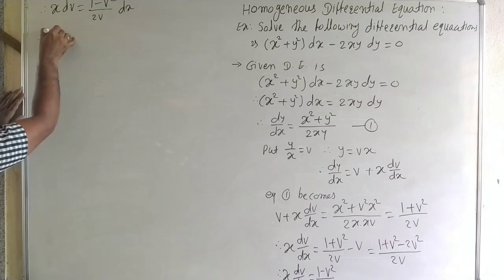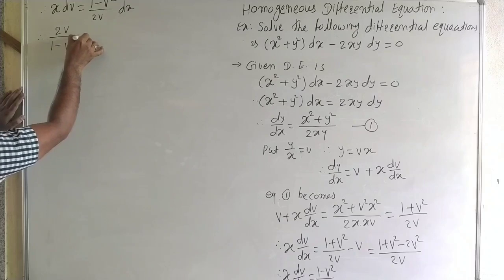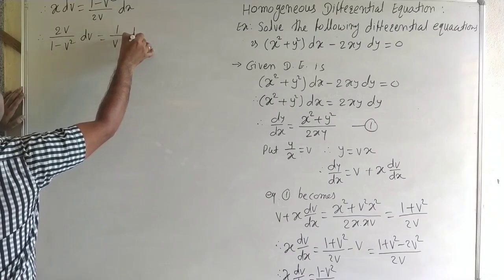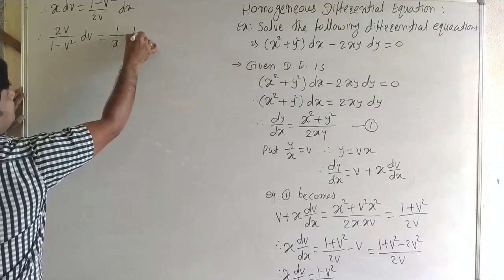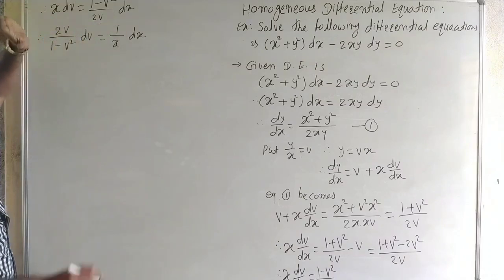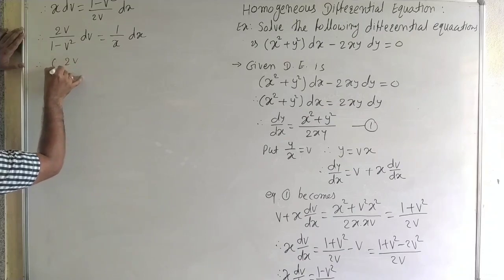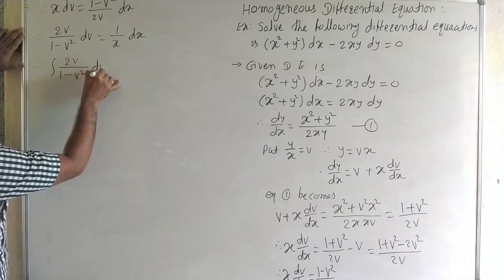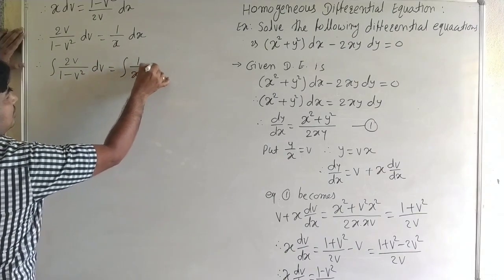Now take all variables of x with dx and all variables of v with dv. Therefore we can write 2v upon 1 minus v square dv is equal to 1 by x dx. Now the variables are separated, then taking the integral on both sides. Therefore, the integral of 2v upon 1 minus v square dv is equal to the integral of 1 by x dx.